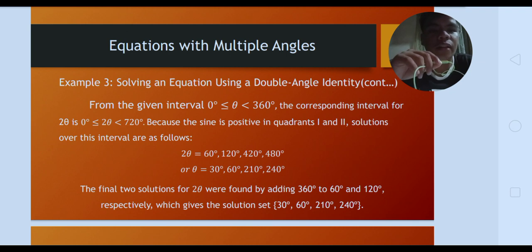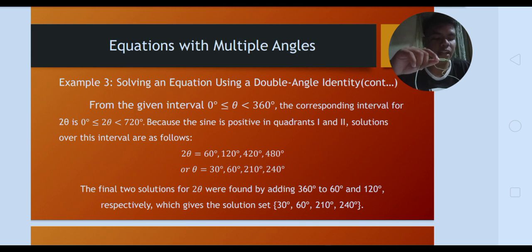From the given interval theta, which is greater than or equal to 0 degrees but less than 360 degrees, the corresponding interval for 2 theta is greater than or equal to 0 degrees but less than 720 degrees. Because the sign is positive in quadrants 1 and 2, solutions over this interval are as follows. 2 theta is equal to 60 degrees, 120 degrees, 420 degrees, and 480 degrees.